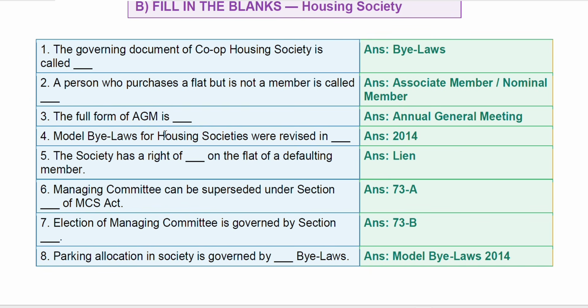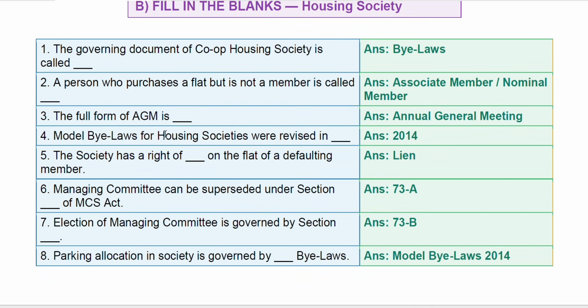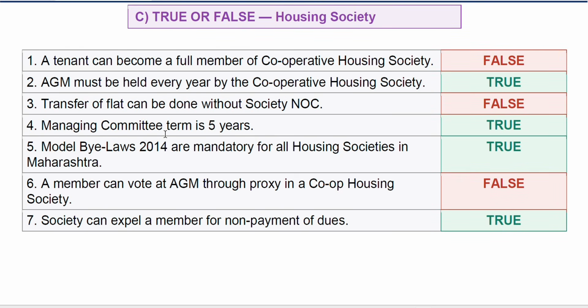Managing committee can be superseded under section dash of MCS Act: 73A. Election of managing committee is governed by section 73B. Parking allocation in society is governed by dash law: model bylaws 2014. So these are the fill in the blanks.